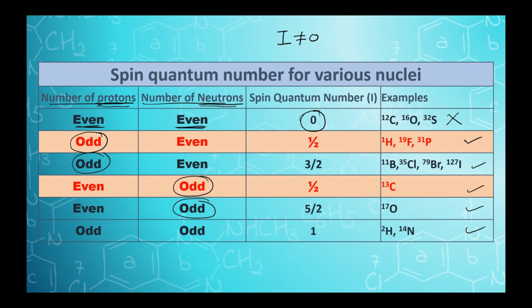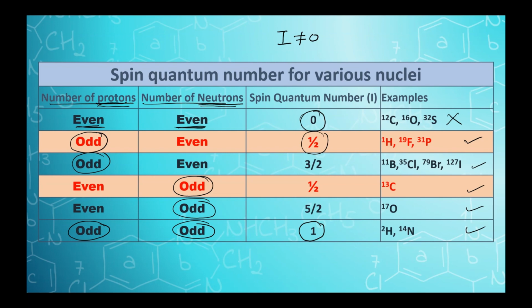Now in this you can have a clue. If the number of protons and the number of neutrons are both odd, you'll have the I value as an integer, a whole integer, for example 1. Suppose either the proton or the neutron number is even, then you'll have a half integral value. Keep that in mind.